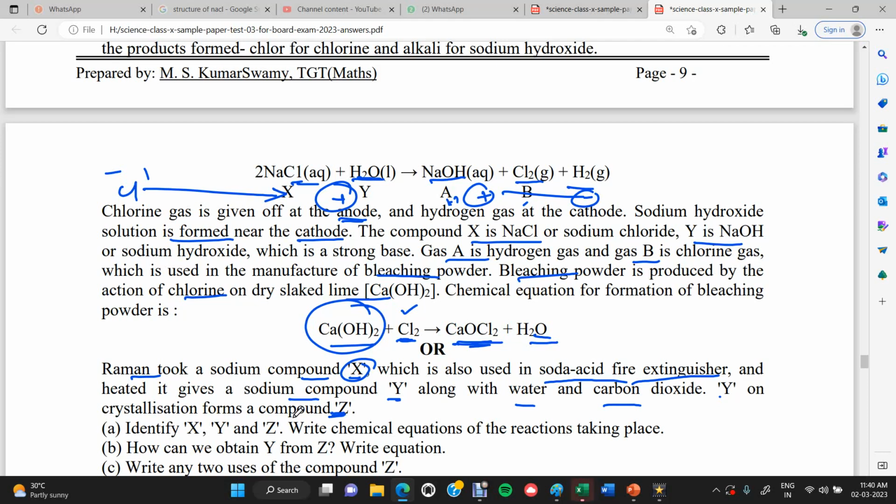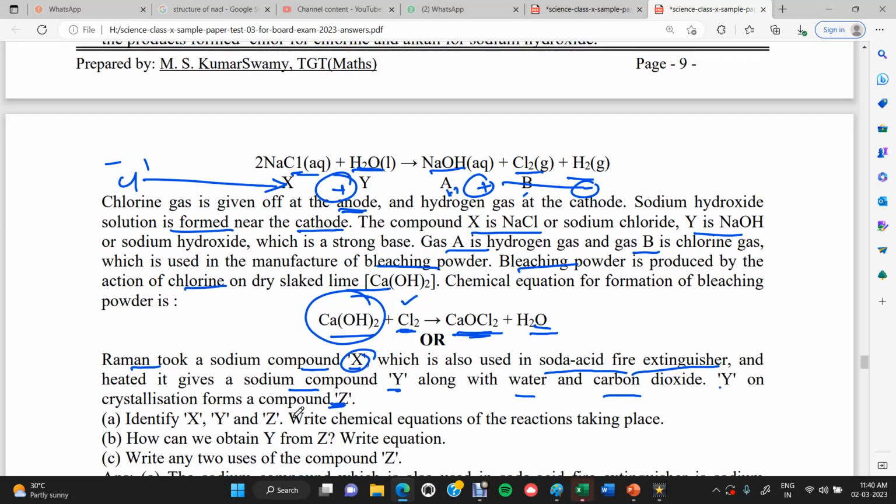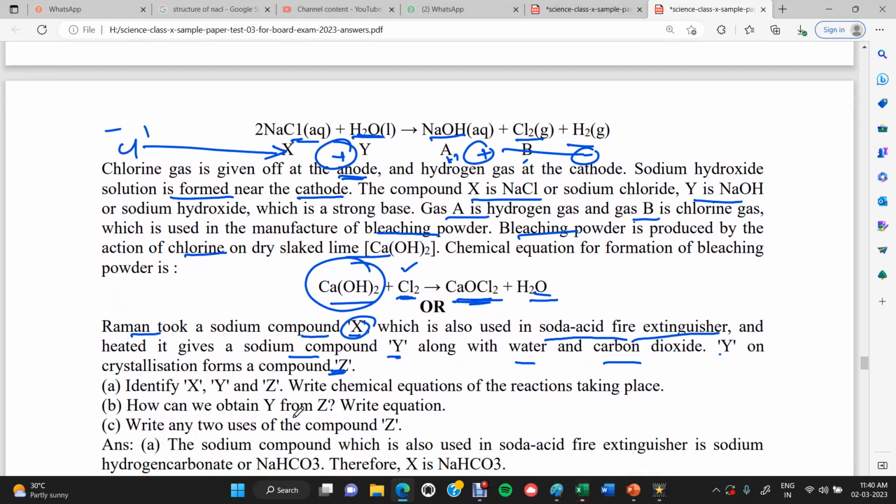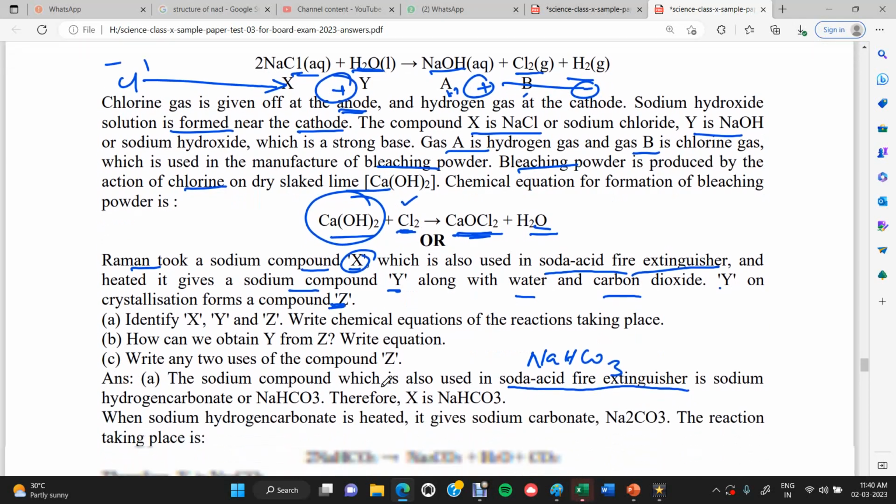Here it evolves carbon dioxide, so it must be a carbonate salt. Which carbonate salt is used in the soda acid fire extinguisher? It is sodium hydrogen carbonate. So X is sodium hydrogen carbonate, NaHCO3. Note it down: it is used in the fire extinguisher.